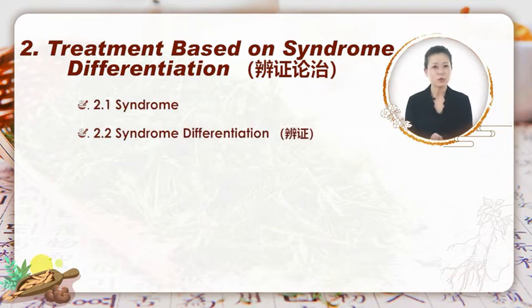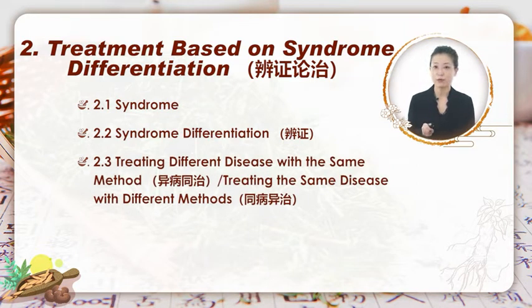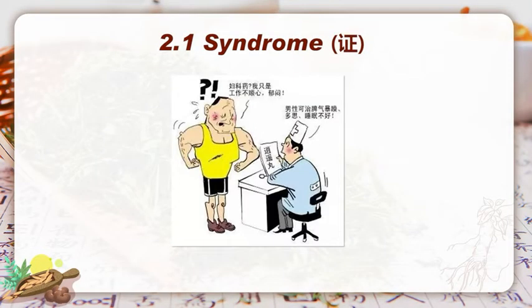And in the end, we will learn two terms, treating different diseases with the same method, known as 异病同治 in Chinese, and treating the same disease with different methods, known as 同病异治. First of all, we need to figure out what is syndrome. Let's take a look at this cartoon.